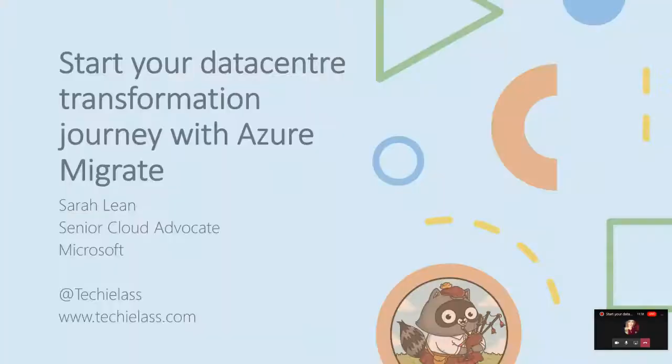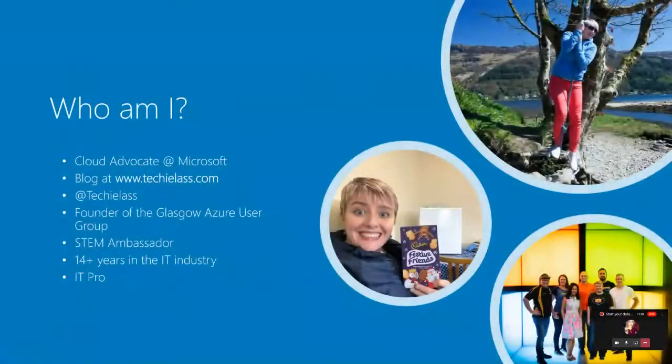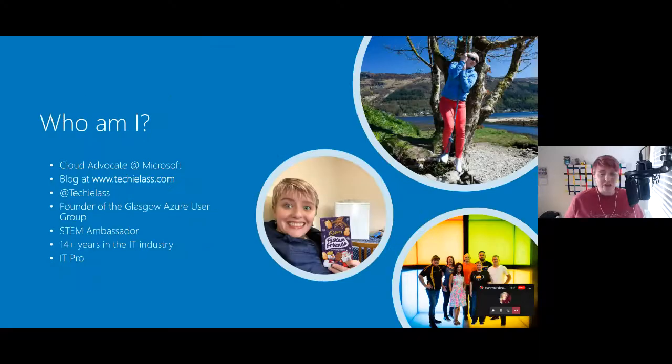And just a little bit of background about who I am. My name is Sarah Lean and I'm a cloud advocate at Microsoft. As Emma said, I've been in the IT industry for about 14 or 15 years now, and I'm definitely in that camp of being an IT pro or infrastructure engineer. That's where my passion lies. That's still where my passion lies, even though I'm now looking at cloud deployments. I'm also a STEM ambassador, as I'm hugely encouraged by seeing young people come behind us and helping more females come into the IT industry.